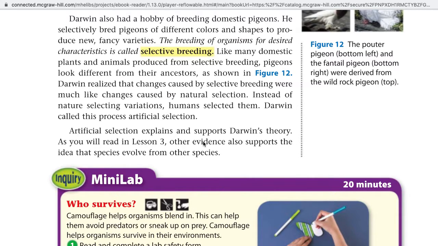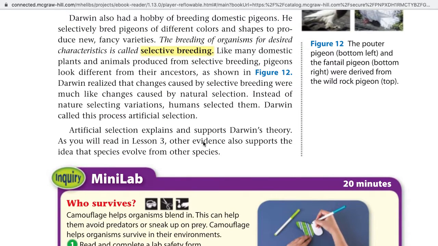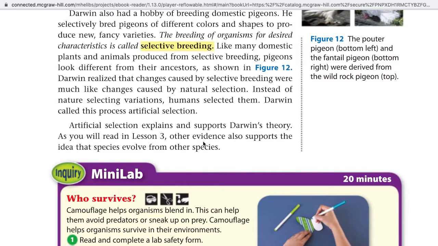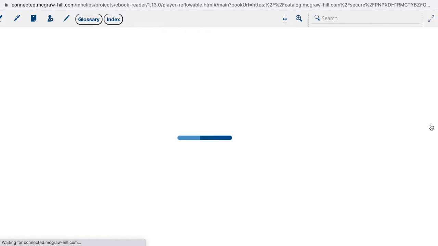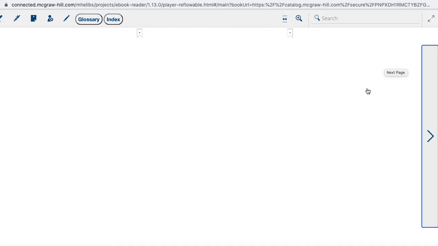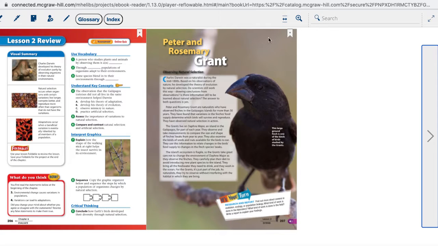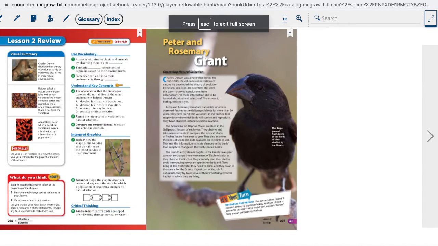Artificial selection complements and supports Darwin's theory. As you will read in lesson 3, other evidence will support the idea that species evolve from other species. All right, that's the last page for the section. Just so you know, on the next page it talks about the couple I told you about that go back to the island. They've been going back for over 40 years, Peter and Rosemary Grant. That's the elderly couple that go back every year, capture all the finches and tag them, and record evolution as it's happening.